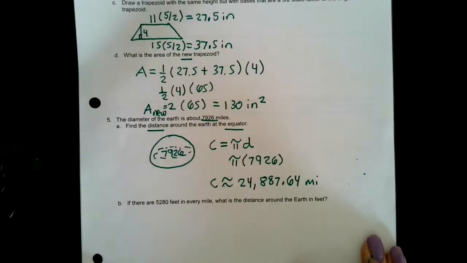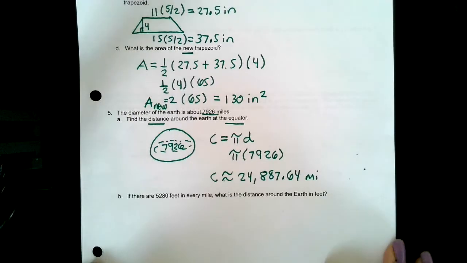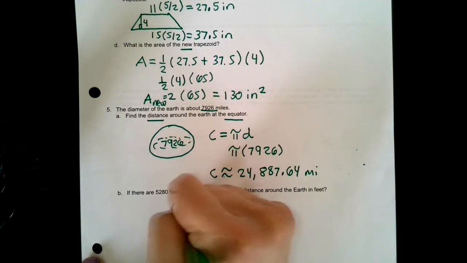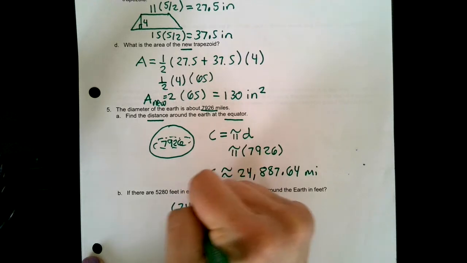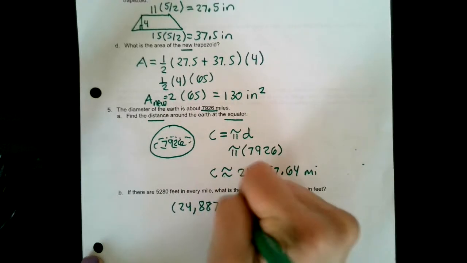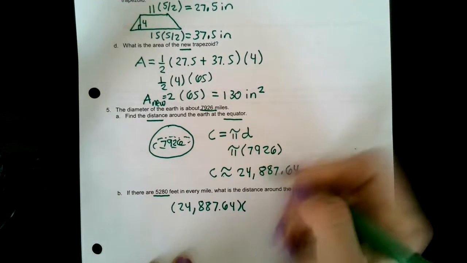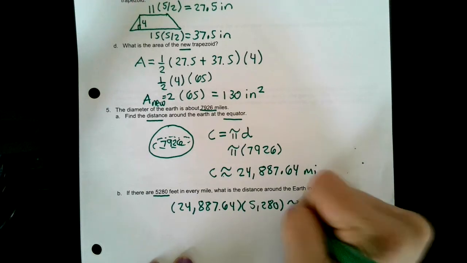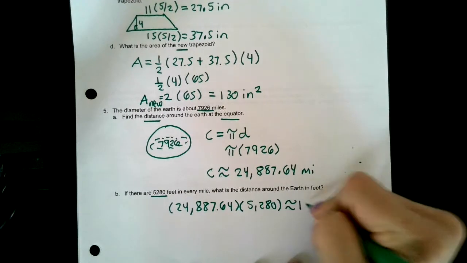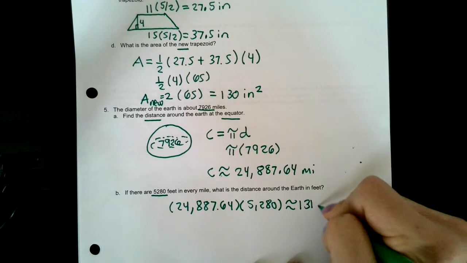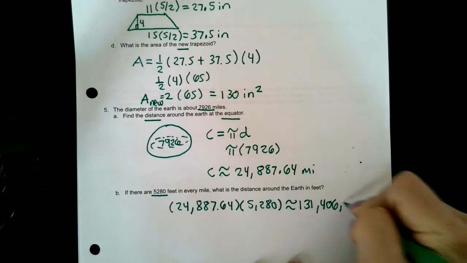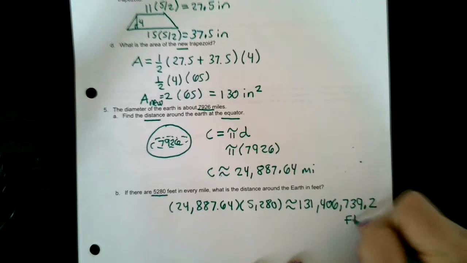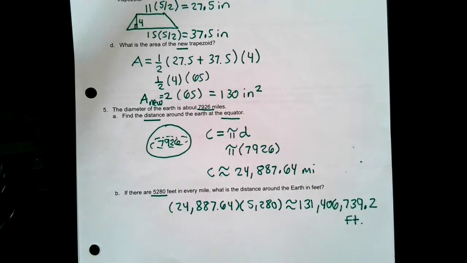And then it says, if there are 5,280 feet in every mile, what is the distance around the Earth in feet? So I'm going to take my approximate answer from letter A, and I'm going to multiply that by the fact that there are 5,280 feet in every mile. So this is going to be an approximate answer, and I'm going to get 131,406,739.2 feet. Wow, that's a big number.